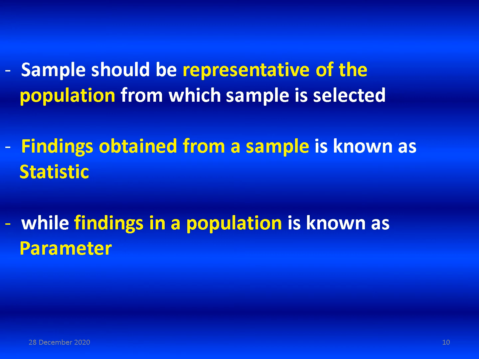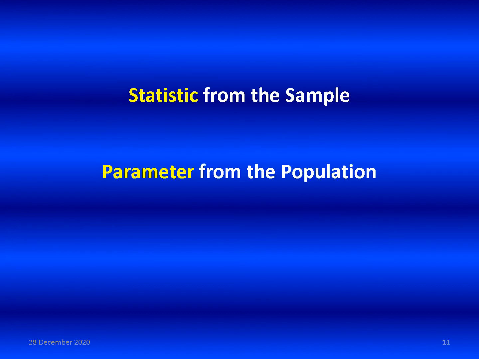Findings obtained from a sample are known as statistic. So two terms we have to learn: what is statistic, what is parameter. Statistic is the value or finding obtained from a sample. Findings obtained from a population are known as parameter. Statistic from the sample, parameter from the population.